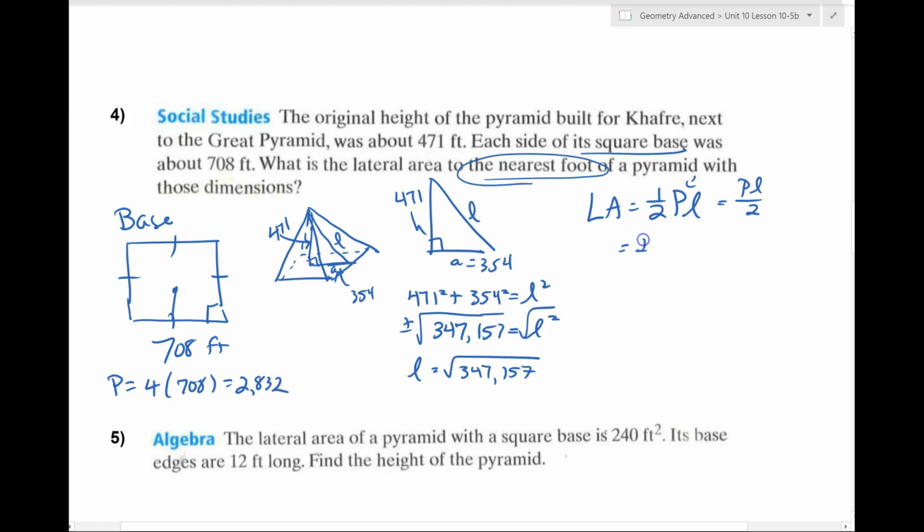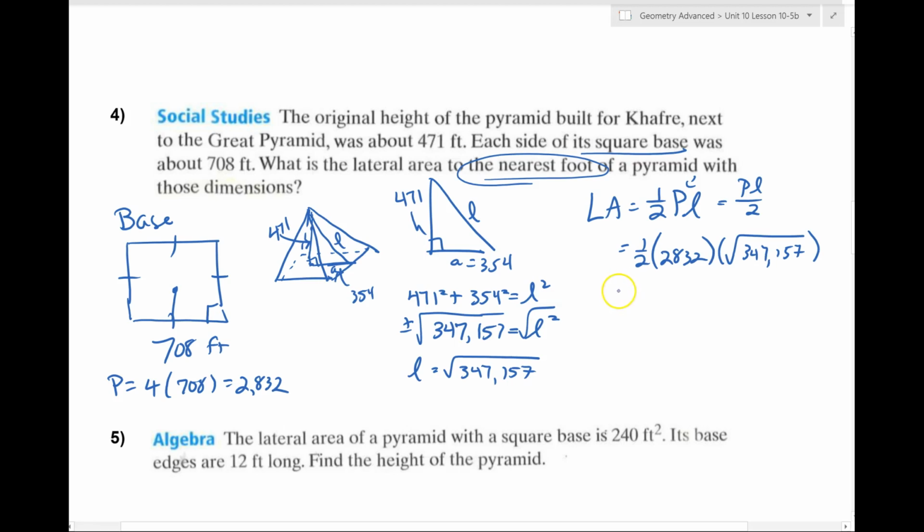So we're going to plug it in. So we get 1/2 of 2,832 times the slant height of the square root of 347,157. All right, we're going to multiply that. I'm plugging it into my calculator now. And then we get 157.